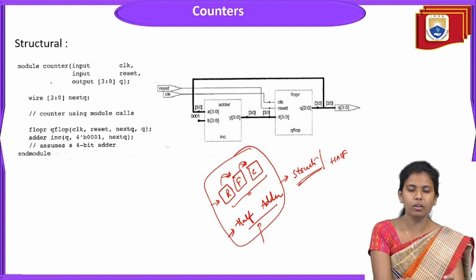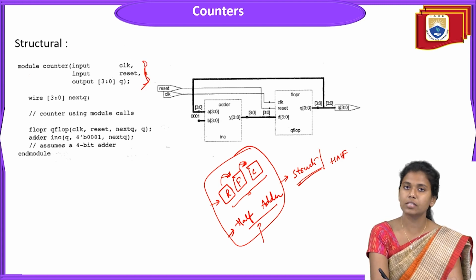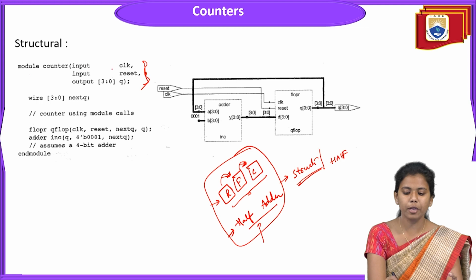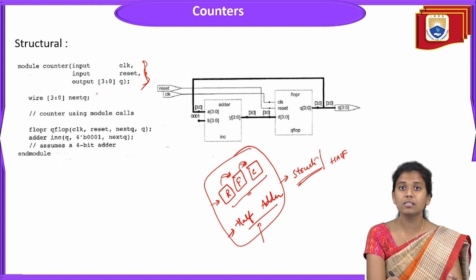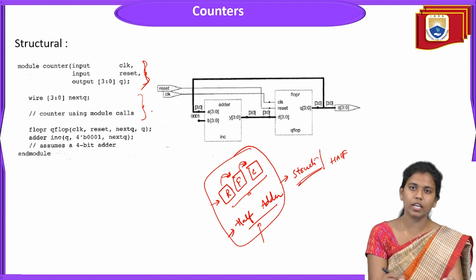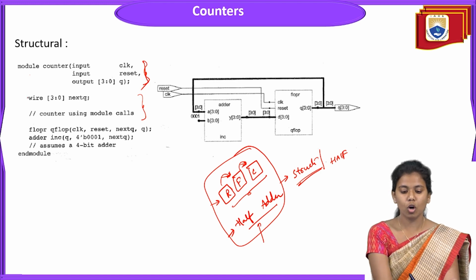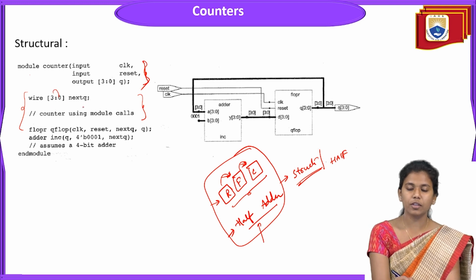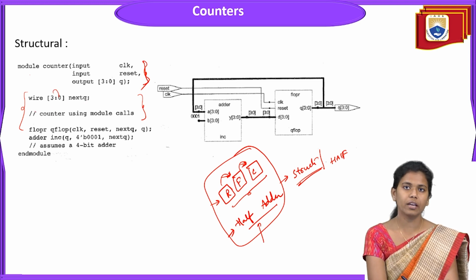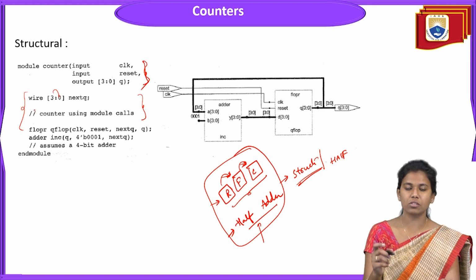Here the module is the same counter I'm taking, same as in behavioral modeling: input clock, reset, and output [3:0] Q. The changes will be seen when you compare behavioral and structural modeling, in the declaration part. Here, wire [3:0] next_Q. Why are we mentioning wire here? Because we are forming a structure.